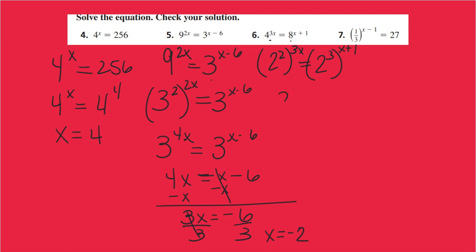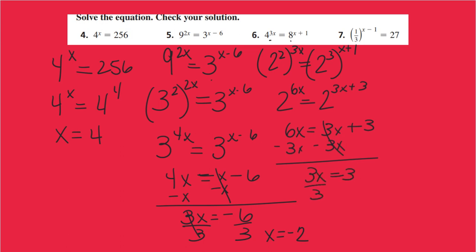Distribute, I'm going to have 2 to the power of 6x equals 2 to the power of 3x plus 3. Both of my bases are same, so I can equate 6x equals 3x plus 3. Going to get rid of my, combining my terms, so I'm left with 3x equals 3 divided by 3, x equals 1 for number 6.